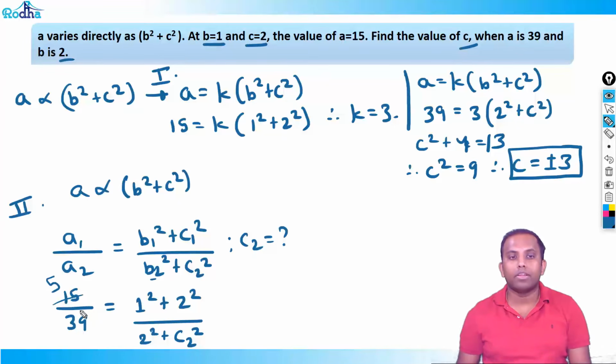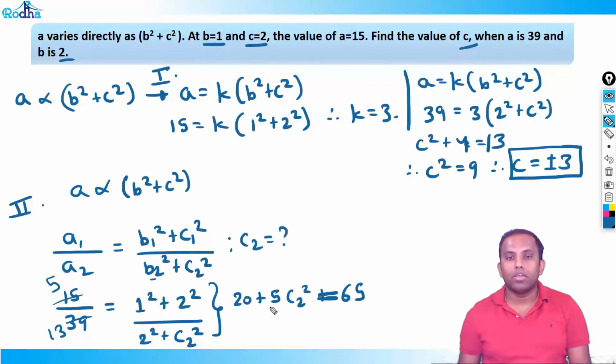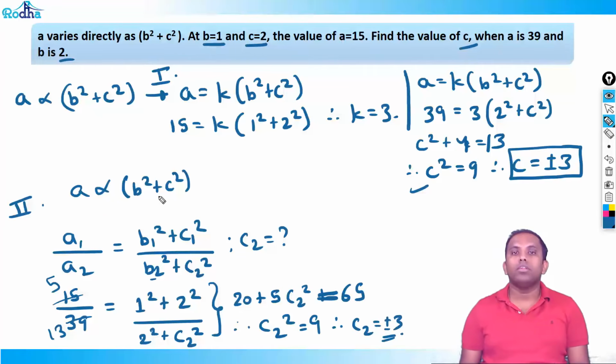First cancel: 3 fives are 15, 3 thirteens are 39. So it comes out like this: 4 plus 1 is 5, 65. So it comes like 4 into 5 is 20. 20 plus 5 c2 square is equal to 65. So c2 square is equal to 9. Therefore c2 is equal to plus minus 3. Same answer you get, right? So these two are the same method. I hope you can solve both these questions easily now, this kind of questions.